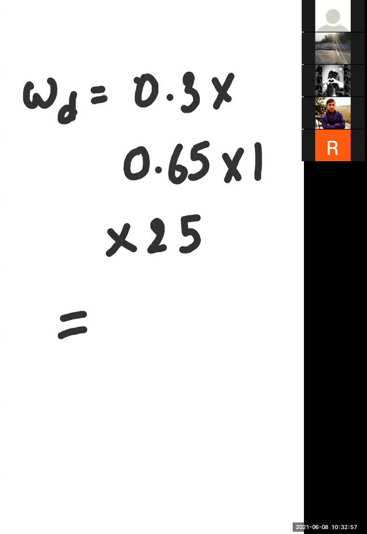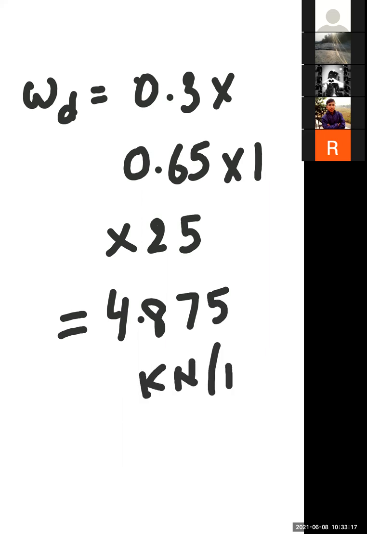After solving this, we get 4.875 kilonewton per meter.